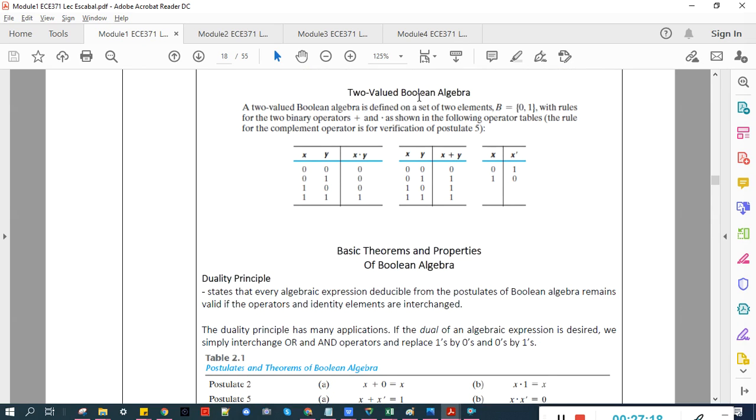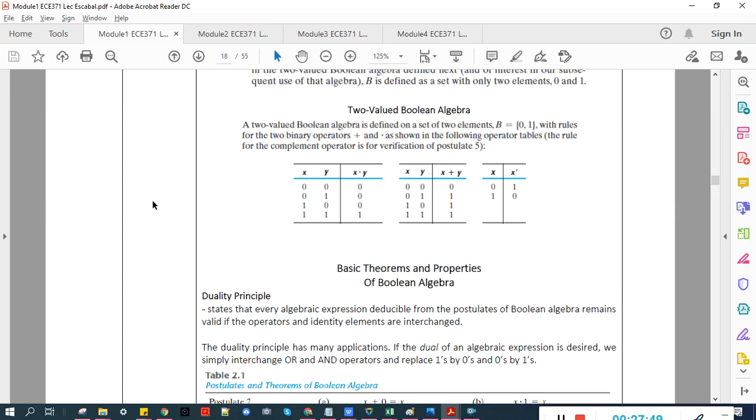Let's go to two-valued Boolean algebra. A two-valued Boolean algebra is defined on a set of two elements B, which has the set containing 1 and 0, with rules for the two binary operators plus and times, let's call it dot now, plus and dot, as shown in the following operator tables. The rule for the complement operator is for verification of postulate 5. We have already analyzed this one already. We know this one from the truth table.